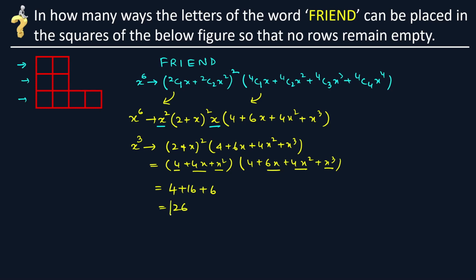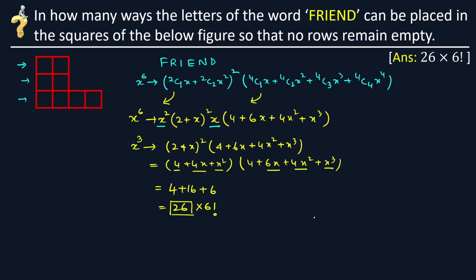Okay. So there are 26 such ways in which these 6 alphabets of the word friend can be placed in this grid in such a way that no row remains empty. Now that's not your answer, because as I told you, all the alphabets of the word friend can arrange among themselves in every arrangement. So they can arrange among themselves in factorial 6 different ways. Therefore, the total number of ways will be 26 into factorial 6. Am I correct or not?